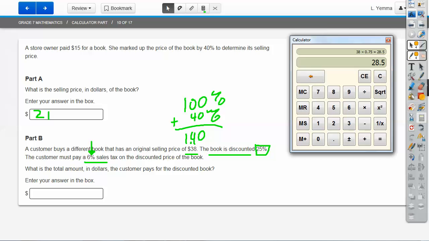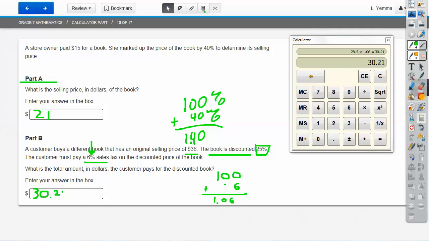But wait, I have my sales tax. And just like with part A, I have 100% of the cost of the book, plus I'm going to add to it 6%. So I have a total of 106% of the sales price that I must pay, which is equal to 1.06. So I'm going to multiply the 28.50 times 1.06, and the end cost of the book, the actual amount of money I must pay to the store, is $30.21. The store owner gets to keep $28.50, and she has to give the remaining to the local city or state.